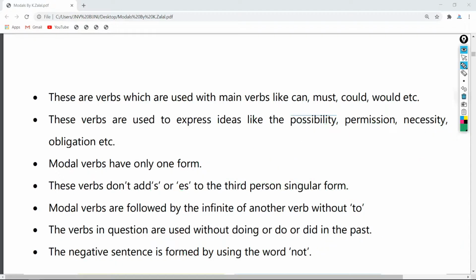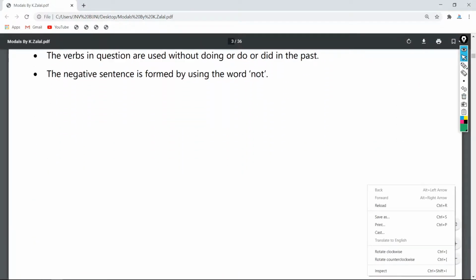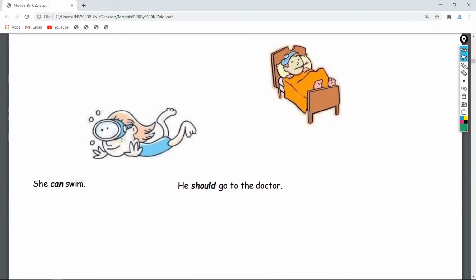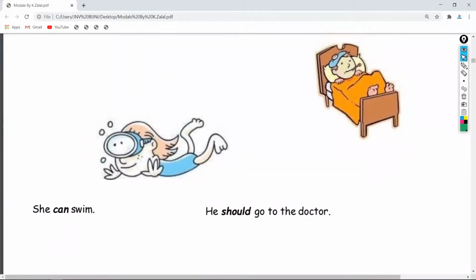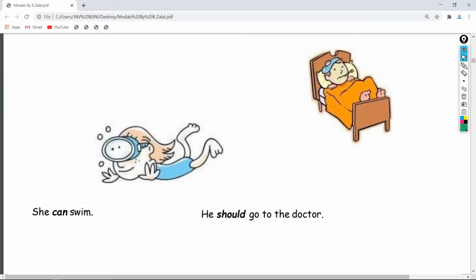Therefore, let us continue. Now let us see some visuals. Here you have seen one character. It may be Lily or Millie, and we are writing here she. Let us see this. She can swim. He should go to the doctor.